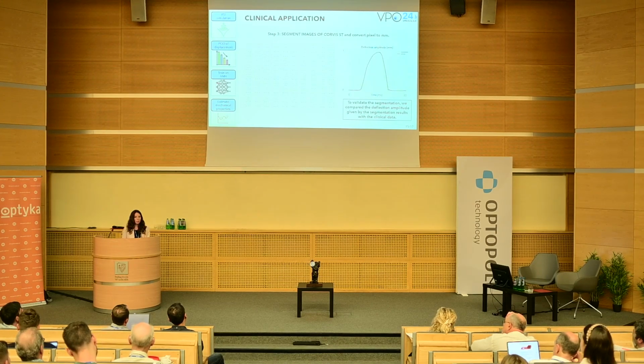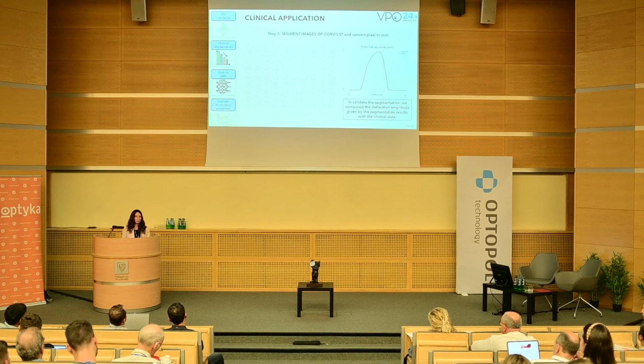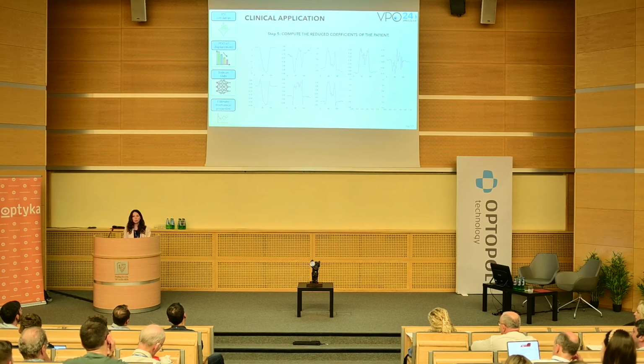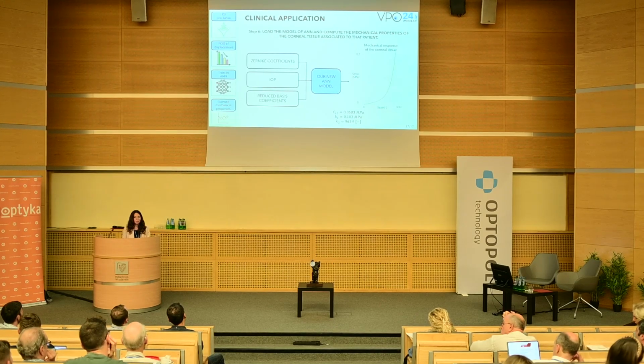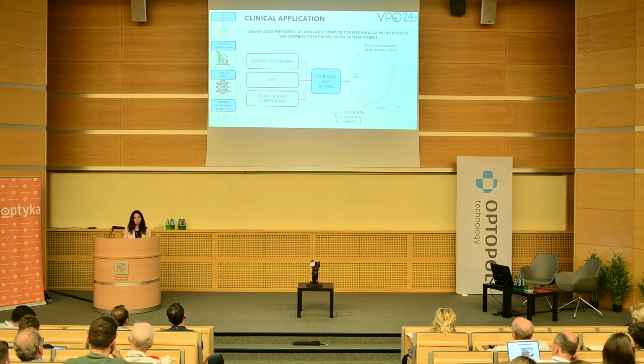Okay, the third step, once we have the IOP, is to segment all the images, and this is only a plot to show that the segmentation was validated. We used this segmentation of the images of Corvis ST to compute for that particular patient the coefficients that, multiplied by the reduced basis, give us the corneal displacement. So these four steps gave us the Zernike coefficients, the IOP, and the reduced basis coefficients, which can be given as input to our artificial neural network model, and this model estimates in real time the mechanical response of the corneal tissue.